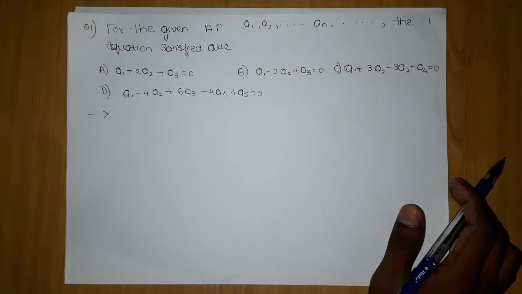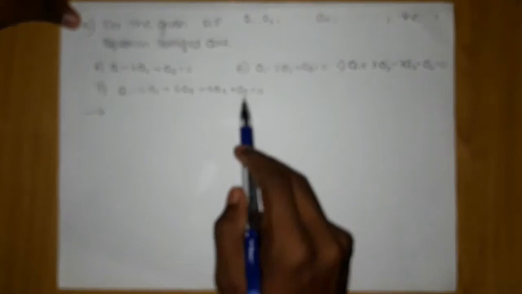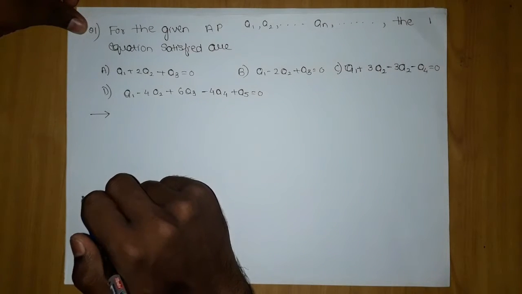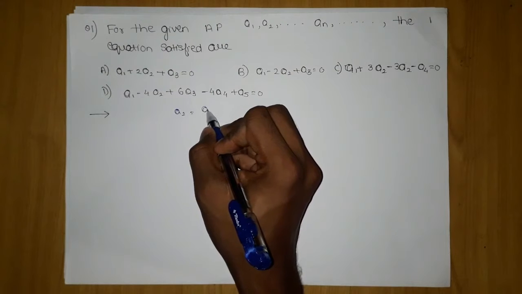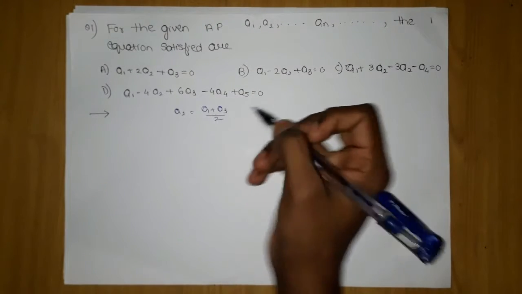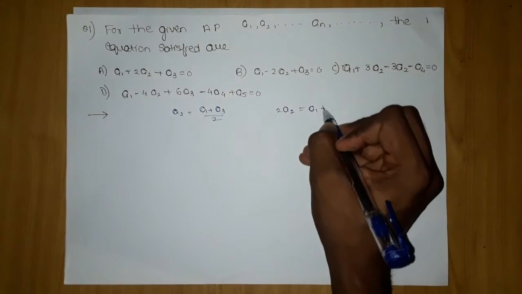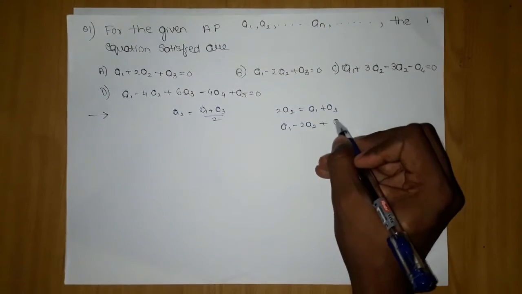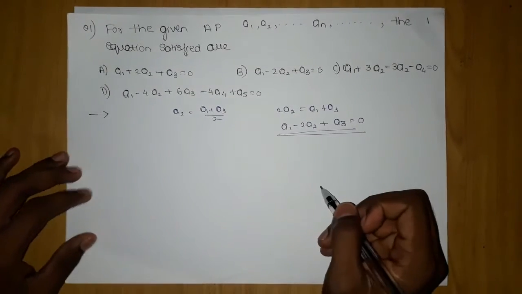So A1, A2, A3, A4 and A5 terms are present in the options. I want to involve these terms in my solution, but how can I get my equations? We know that in an AP, A2 is A1 plus A3 by 2. So if I multiply, 2A2 is equal to A1 plus A3, right? So here you can see A1 minus 2A2 plus A3 should be equal to 0. So my one option is verified.